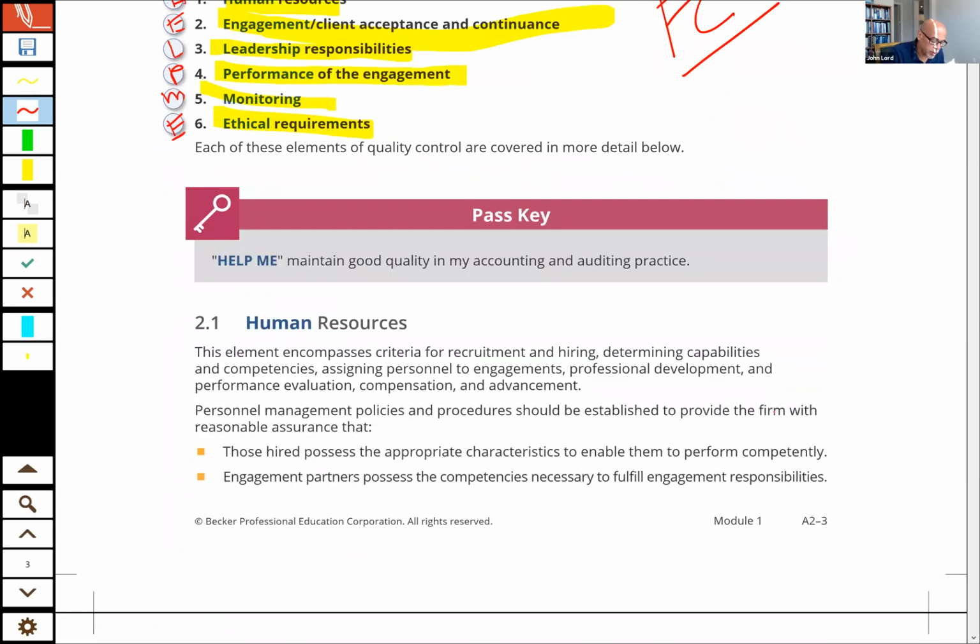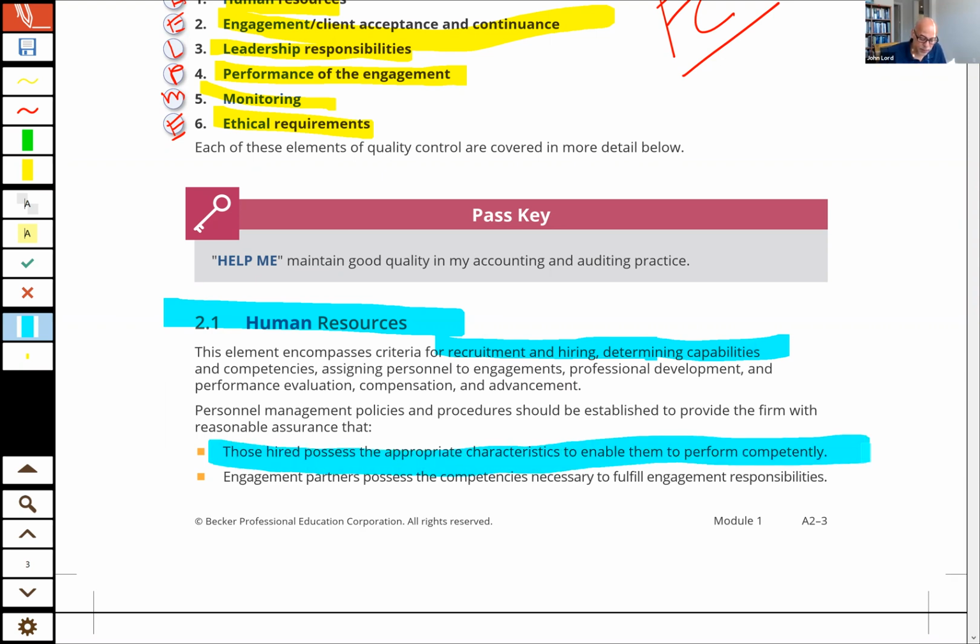Okay, so let's start with the H in HELP ME. Let's talk about human resources. And of course, one of the key things that human resources does is recruit, hire, retain individuals, etc. Okay, so what happens in order to ensure that our engagements are going to follow standard, we want to hire people that possess certain qualities, certain qualifications, etc. So we want to hire those that have the appropriate characteristics to enable them to perform competently.